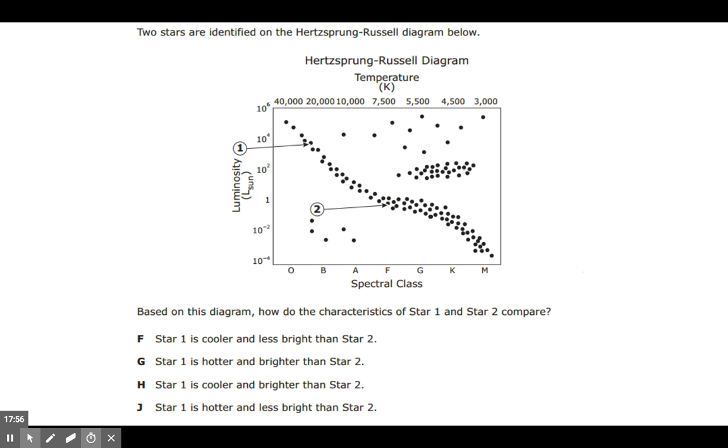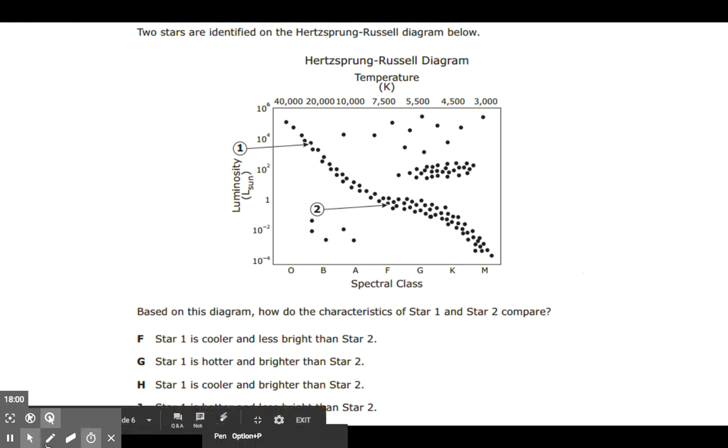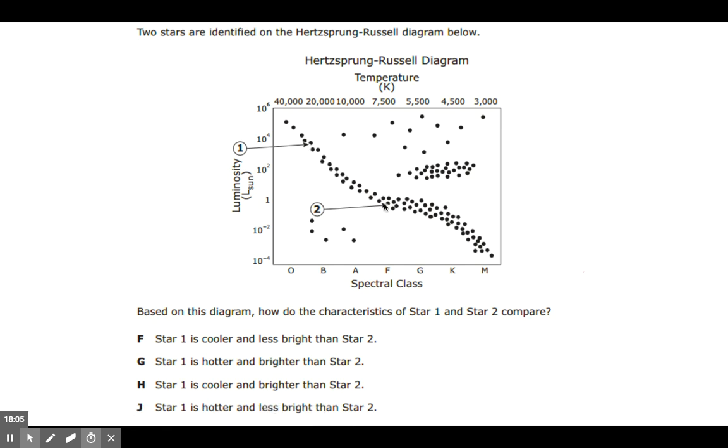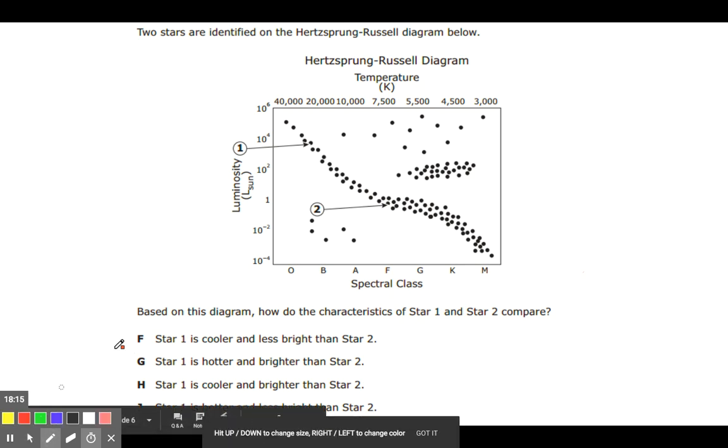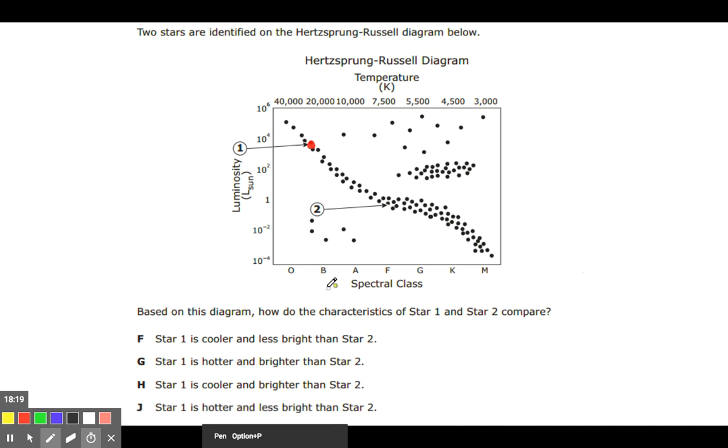So let's look at star 1 and 2 without even looking at the answer choices if you haven't already. Star 1 is above star 2, which means star 1 is going to be brighter because it's above star 2. And it's also hotter because it's further to the left. And I'll just put them in color. So we'll make star 1 red, and we'll make star 2 yellow.